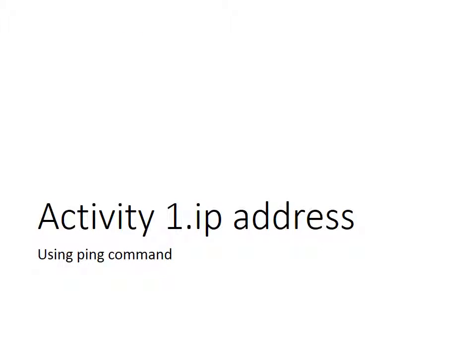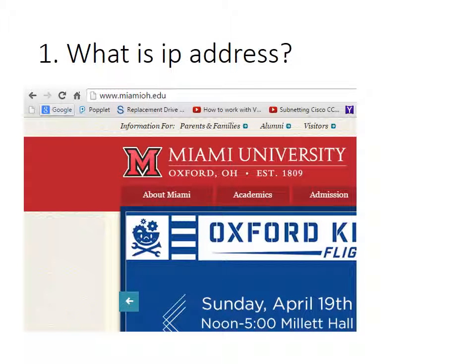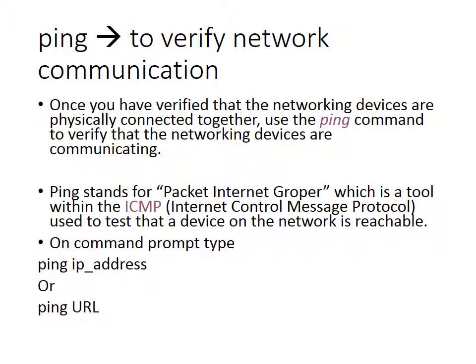Now, let's talk about IP address. What is an IP address? What is www.miamio.edu for? To find out these, follow the rest of Activity 1. To find out the practical meaning of IP and URL, let's start with ping.